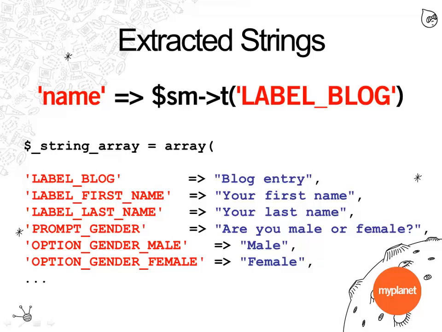Then we have another one, label first name. It's obviously a label that's associated with an input that gathers the person's first name. Same with label last name. Then we have a prompt. We ask a question on the screen: "Are you male or female?" We have prompt gender. Then we have a couple of answers that they could possibly give: option underscore gender underscore male, and then the equivalent for female.